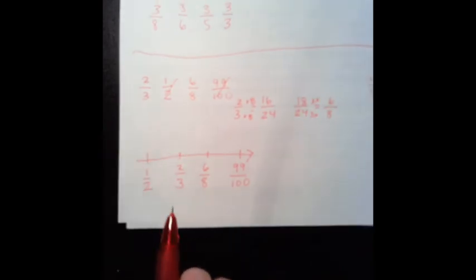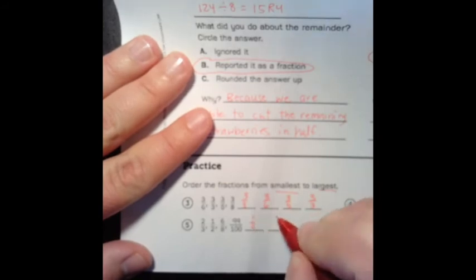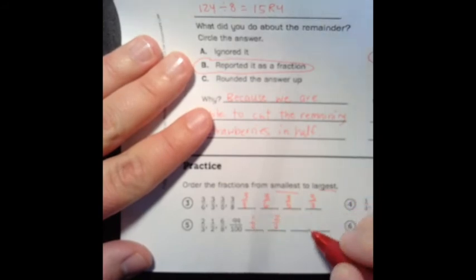So it's going to be 1/2, and then 2/3, 6/8, and 99 hundredths. So 1/2, 2/3, 6/8, and 99 hundredths.